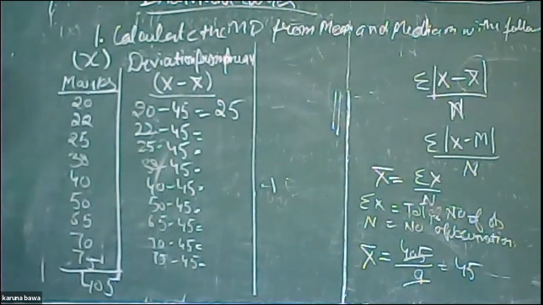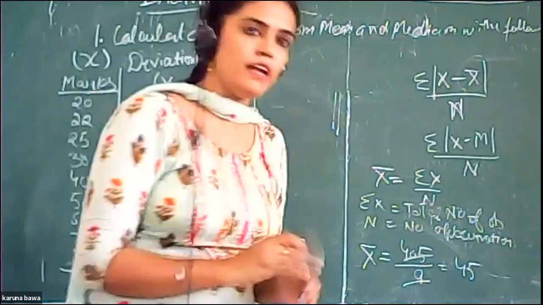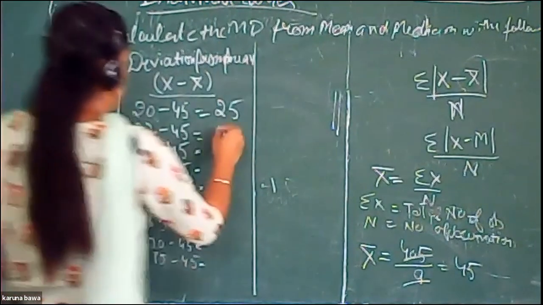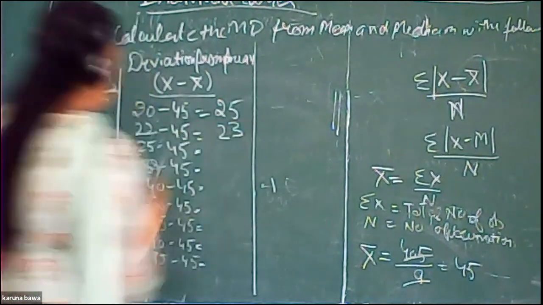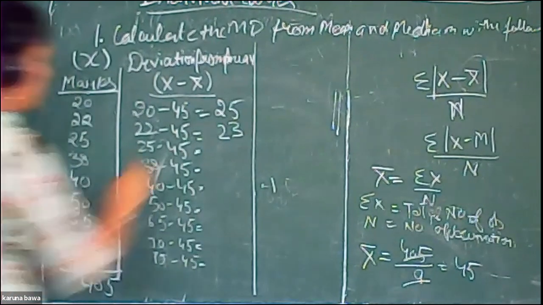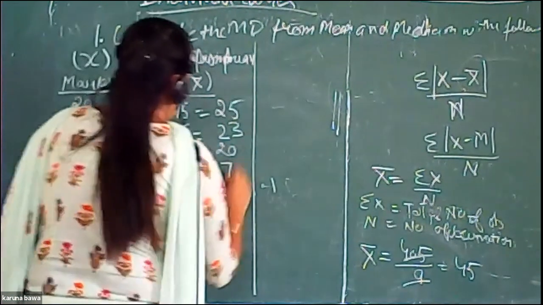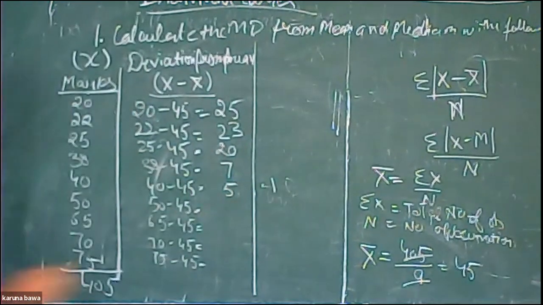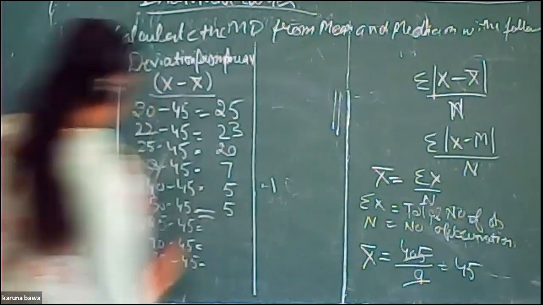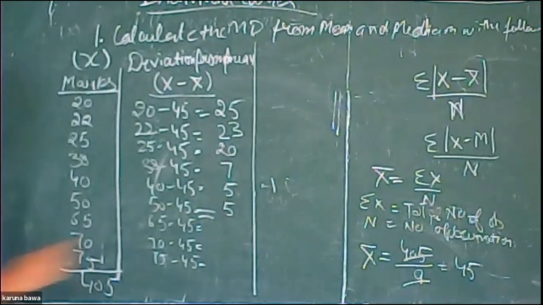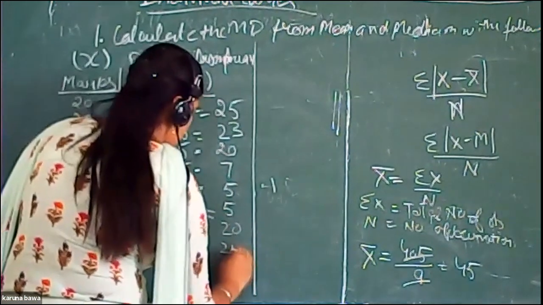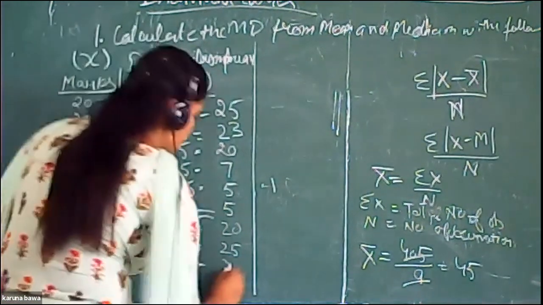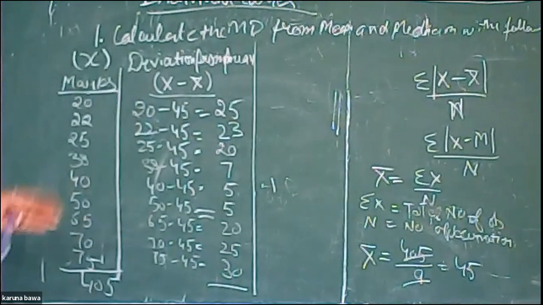Basically, in this item, we are ignoring the sign of positive and negative. So 22 minus 45 is 23, on the other hand 27, 7, 5, again 5, 65 minus 45 is 20, 25. Now lastly 75 minus 45 is 30. So this is the value of deviation from mean.